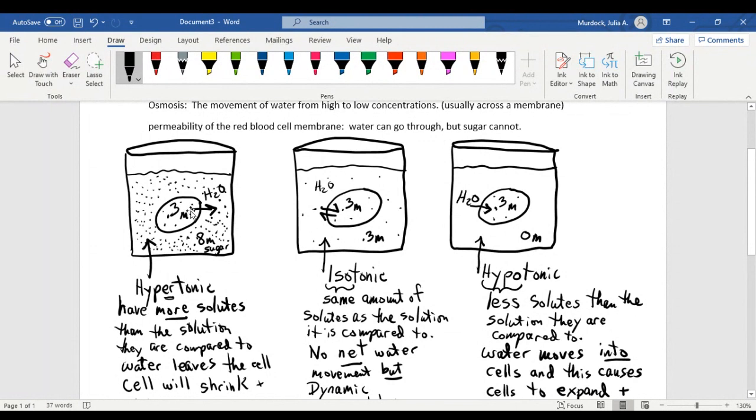And again, please read over the rules of movement, guys, because they will always tell you the rules when they give you a problem, because they have to. So pay attention to that.